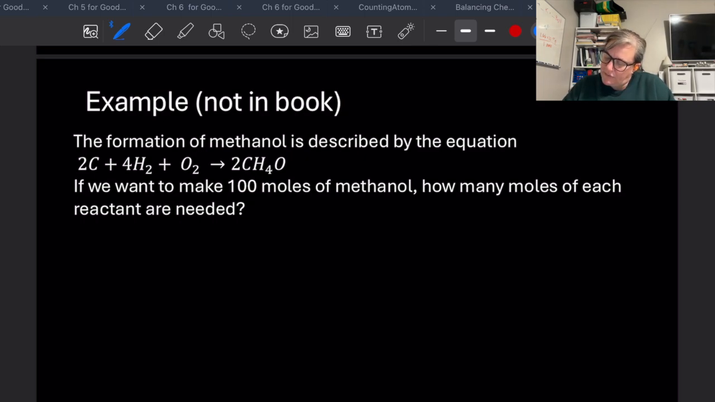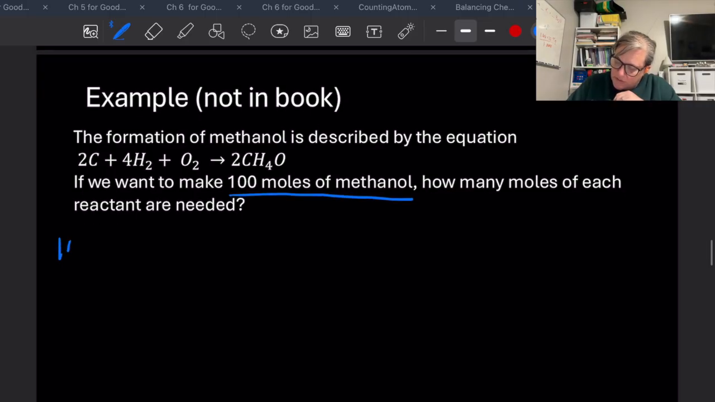If we want to make 100 moles of methanol, how many moles of each reactant do we need? So we're going to do 3 different conversions because we have 3 different reactants. So we're going to start with 100 moles of CH4O.